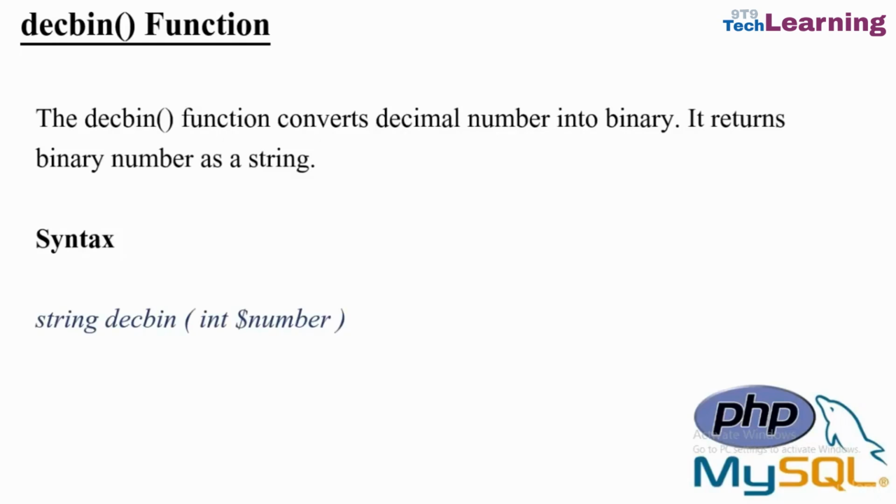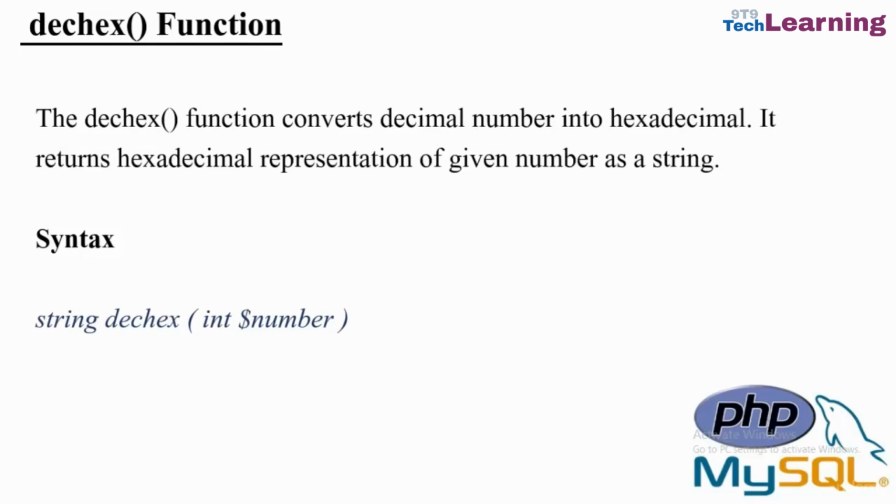Bin function. This function converts a decimal number into binary. It returns the binary number as a string. This is the syntax for the bin function. Then we have the hex function. This function converts a decimal number into hexadecimal. It returns the hexadecimal representation of a given number as a string.